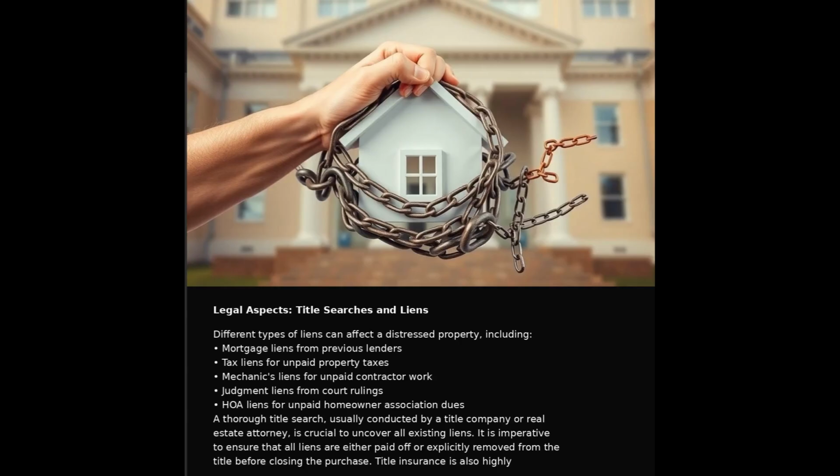Different types of liens can affect a distressed property, including mortgage liens from previous lenders, tax liens for unpaid property taxes, mechanics liens for unpaid contractor work, judgment liens from court rulings, and HOA liens for unpaid homeowner association dues.